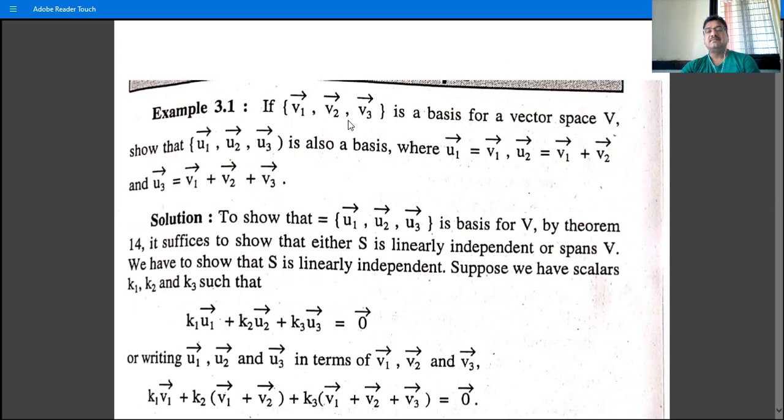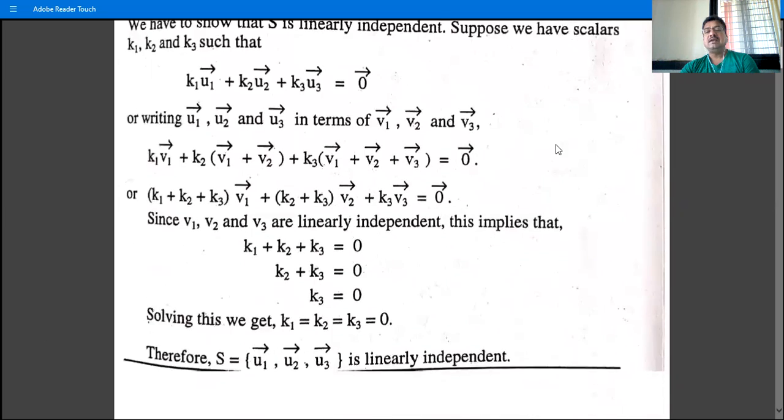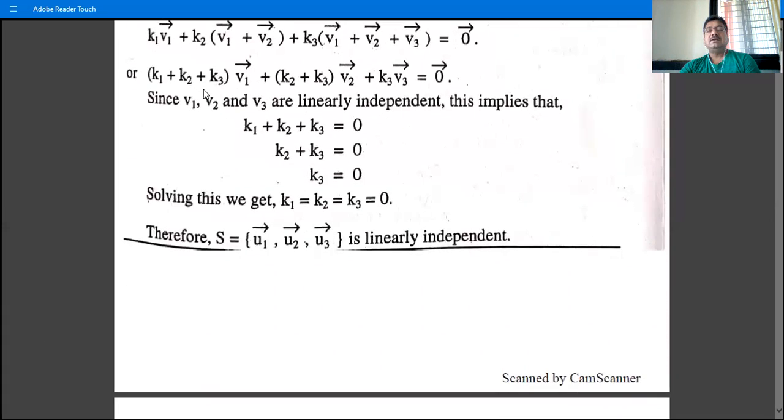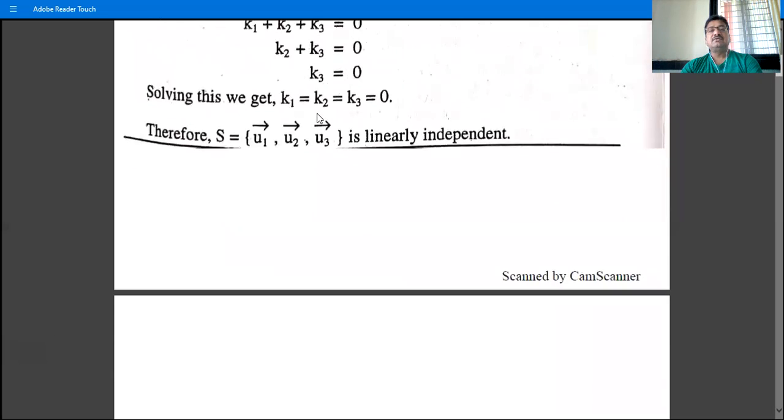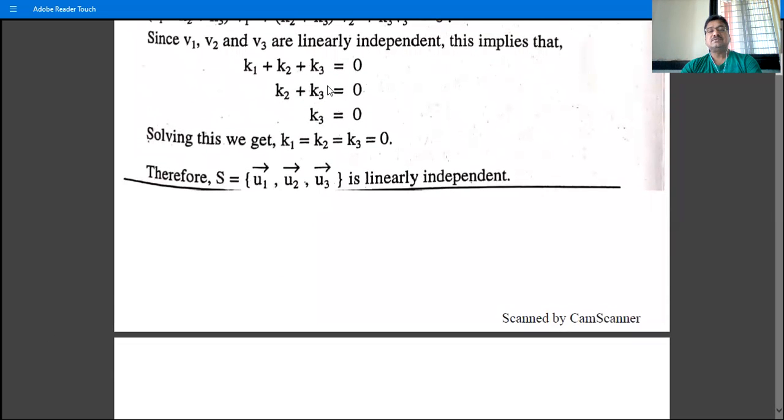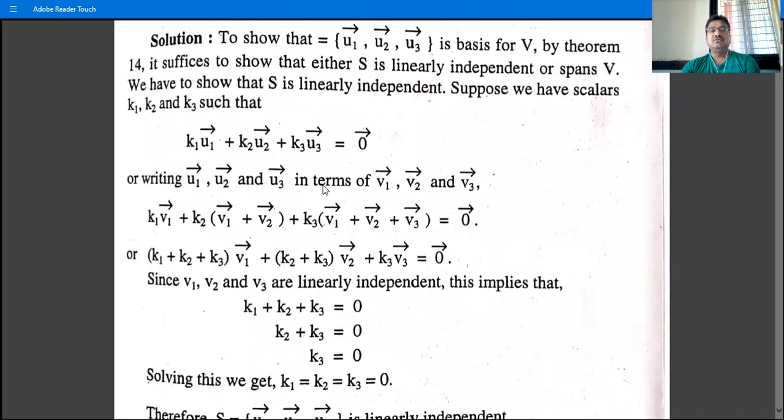This set V1, V2, V3 is linearly independent, and therefore a linear combination of V1, V2, V3 equal to 0 implies all these scalars are equal to 0, by the definition of a linearly independent set. The coefficients are all equal to 0. So solving this, we have K3 is equal to 0. Substituting in the above equation, we have K2 is equal to 0, and substituting both values in the above equation, we have K1 is equal to 0.